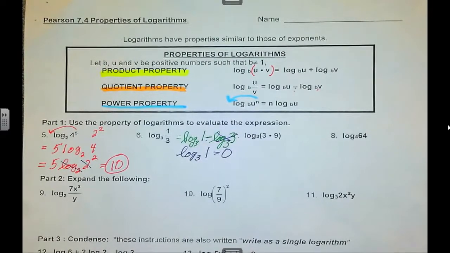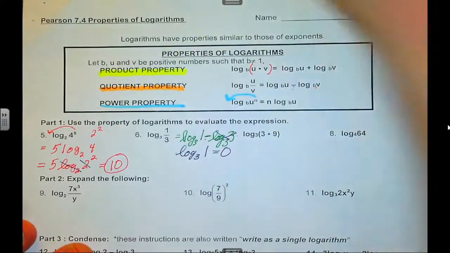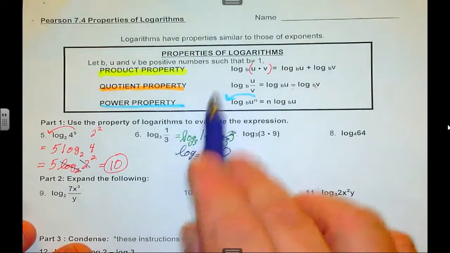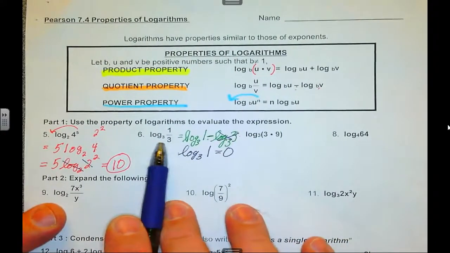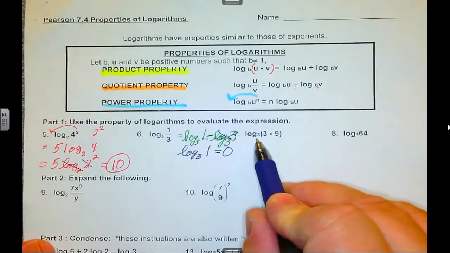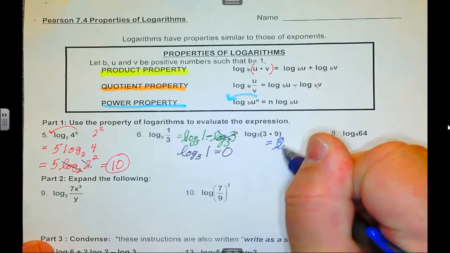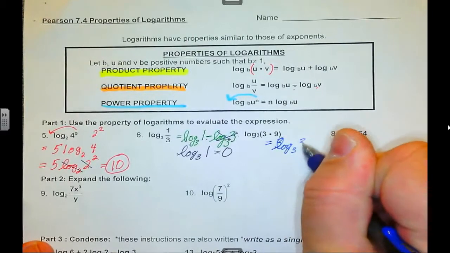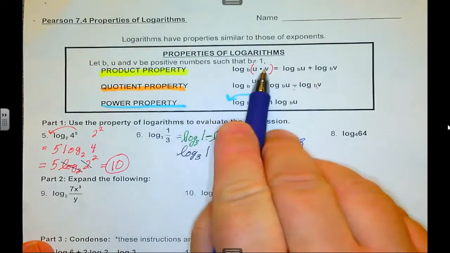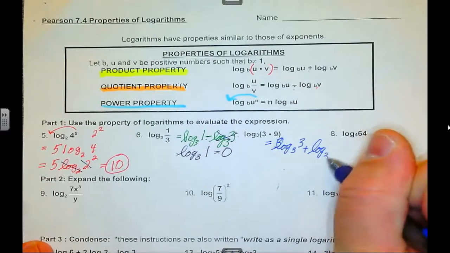Number 7, sorry. I'm going to expand it. By the way, these are called expanding. See how we're taking one log and expanding it to 2 logs? Here I'm taking 1 log and I'm going to expand it to 2 logs. Log base 3 of 3, I'm using the product property, plus log base 3 of 9.